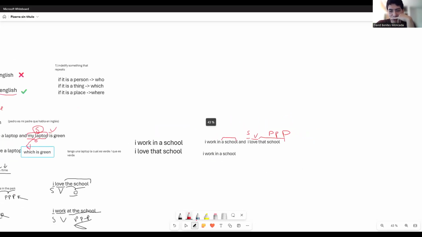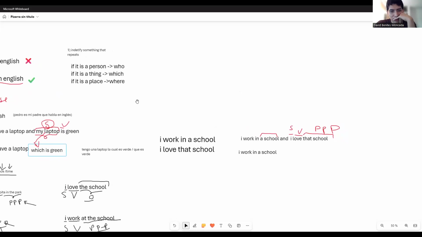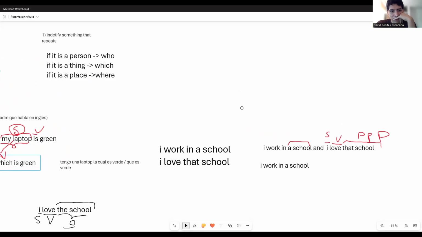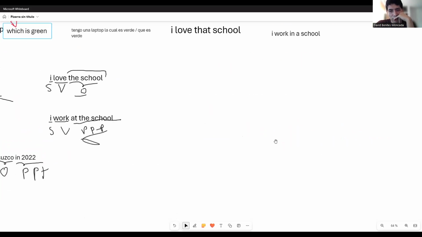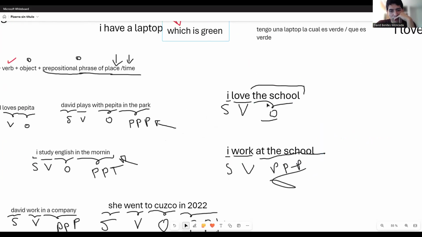But look at this. Which one will you use? Where, who, which, which one? Where. So I work in a school, but focus on this part. This is the prepositional place. Are you sure, David? Look at this. Again, one more time. Focus on this part. I love that school. What is the school?